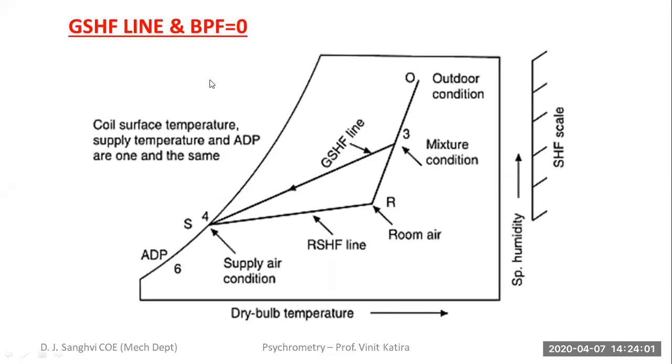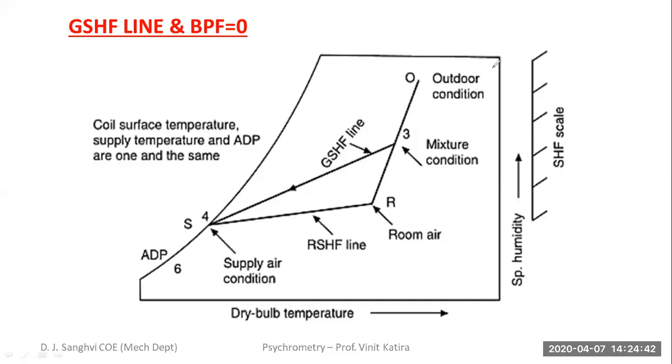Okay. Next is your GSHF line. What does GSHF mean? It is your grand sensible heat factor, and it includes the outside load. Outside load means whatever air comes inside, or is allowed to come inside, mixes with your indoor air in some percentage. Generally that percentage varies between 20% to 50-60%. So your outside air is going to get mixed with your room air.